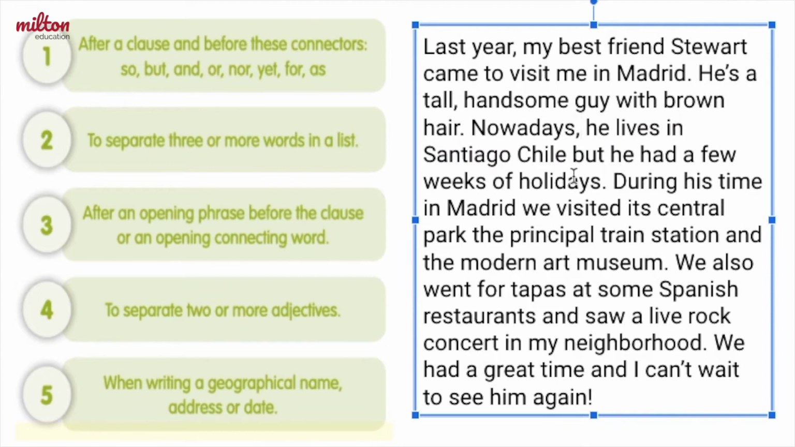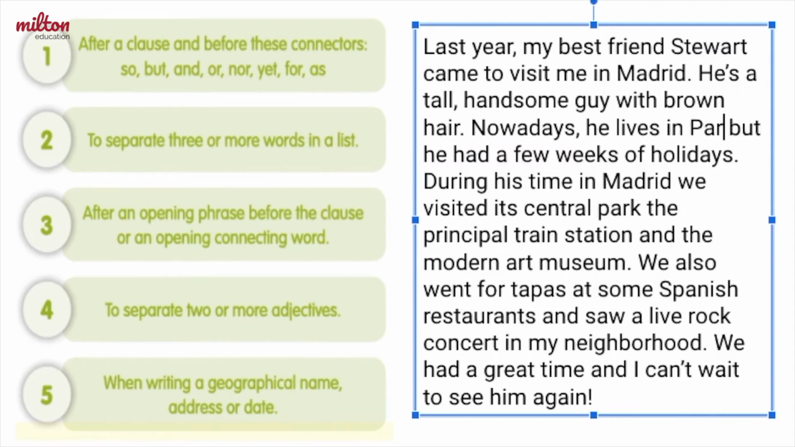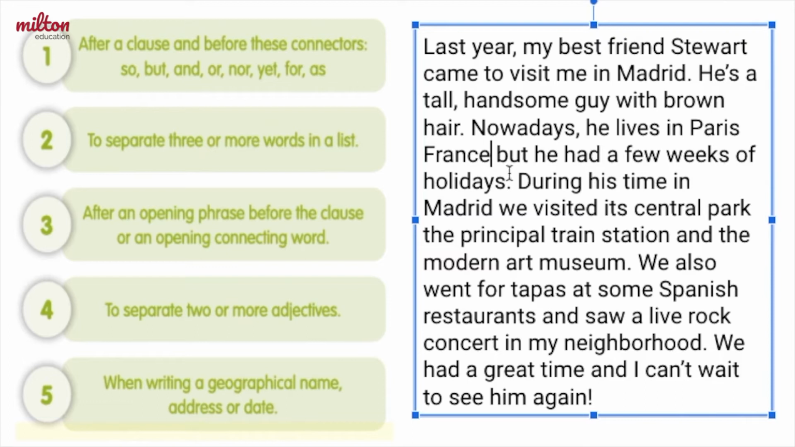The second comma comes because when we write the city and country where something is located, for example, Santiago in Chile, we need a comma between the city, Santiago, and the country, Chile. It would be the same thing if I said Paris, France, for example. I would put a comma between Paris, the city, and France, the country.